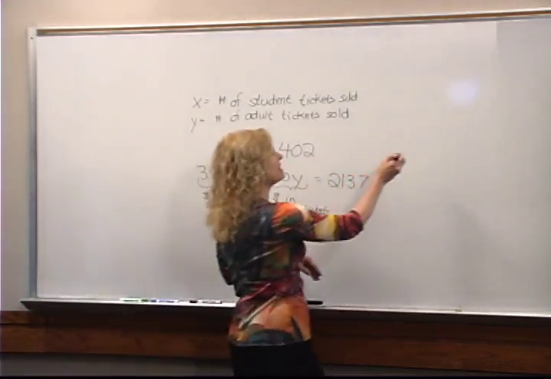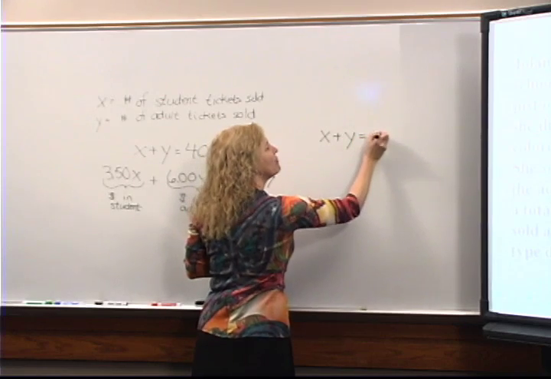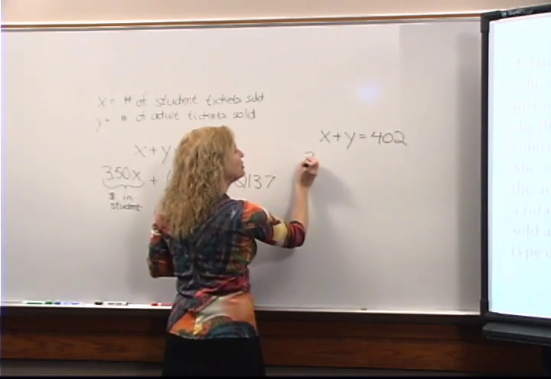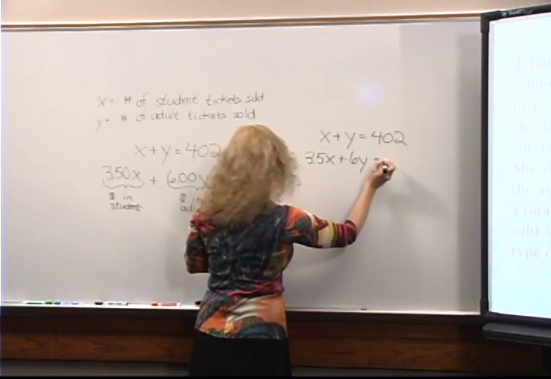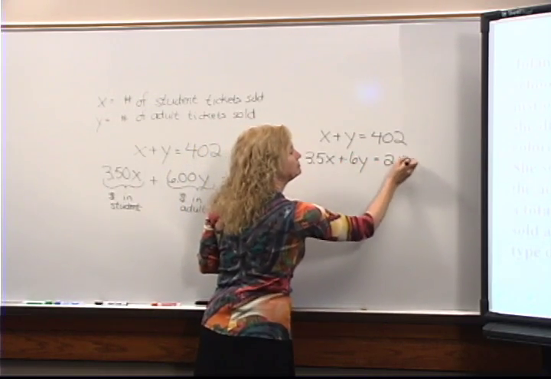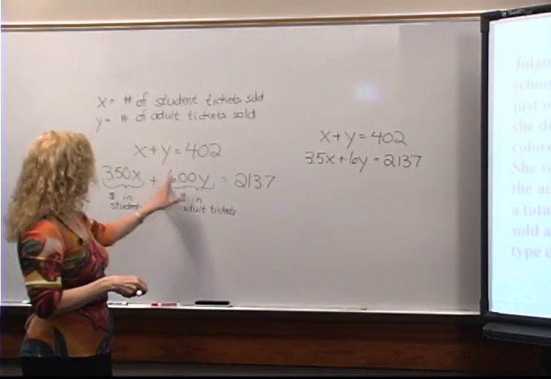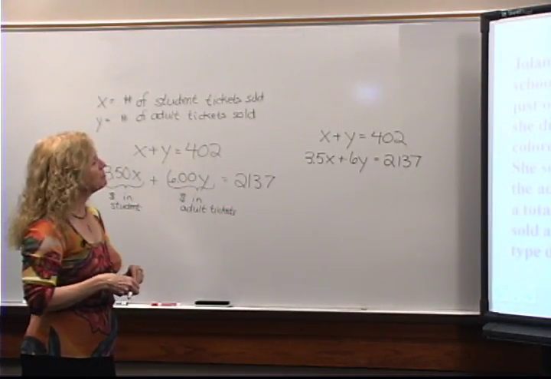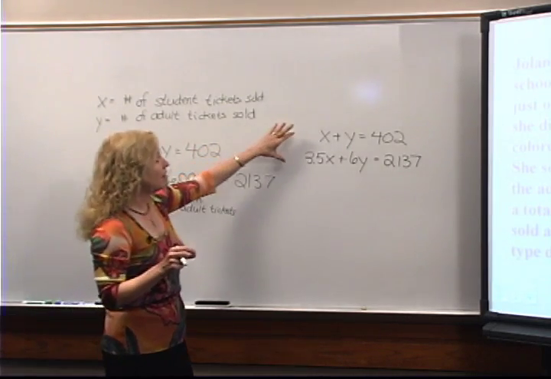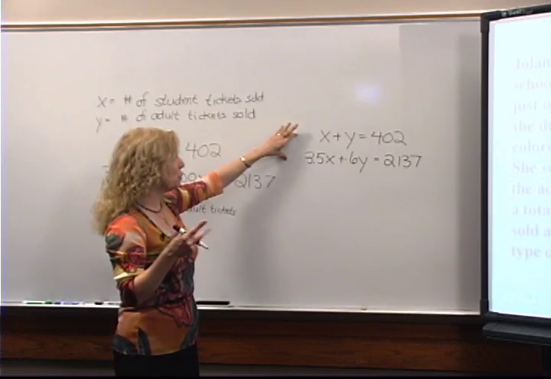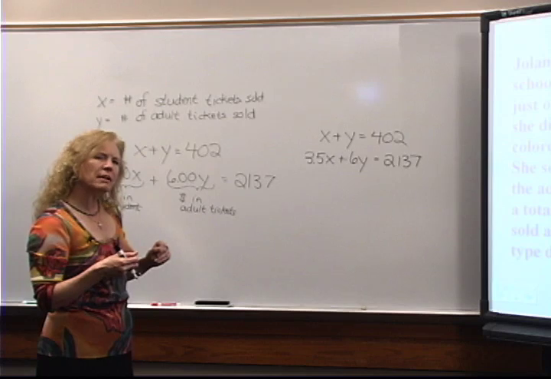Now I'm going to rewrite that just a little bit. So I have x plus y is equal to 402. And I have 3.5x plus 6y is equal to 2137. All I did was take away the dollar sign, so to speak. And now this is a system because I have two equations, two unknowns. Do you remember how you've solved that in the past?